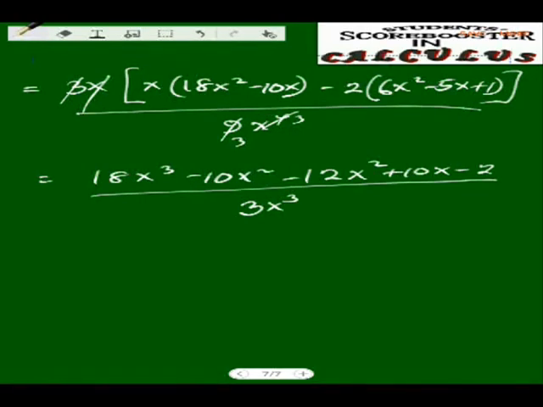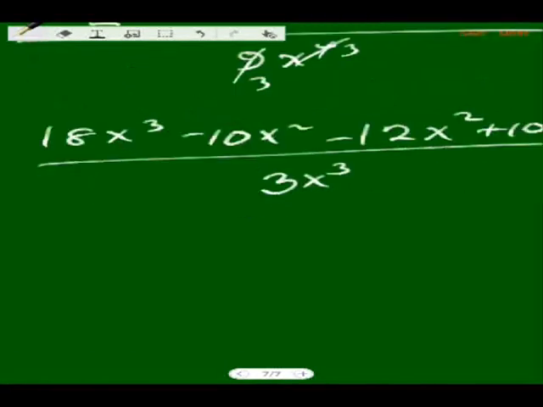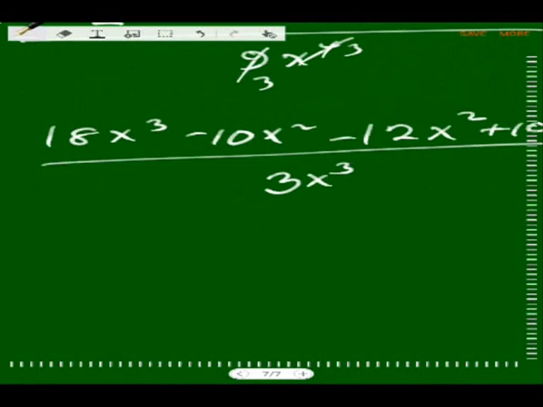I hope we are still on the right track, right? So you have 18s, 10s squared, right? This is 12. I haven't brought out x.